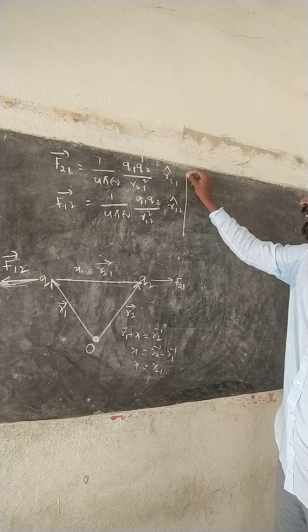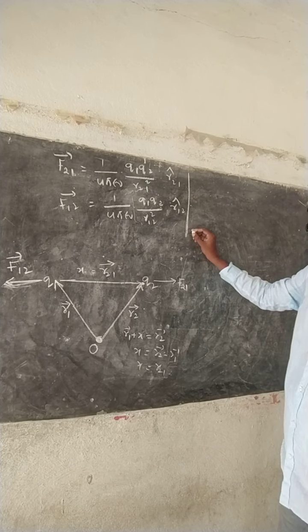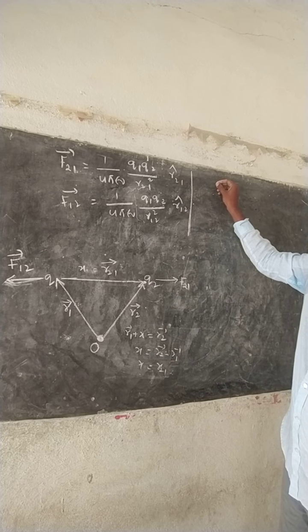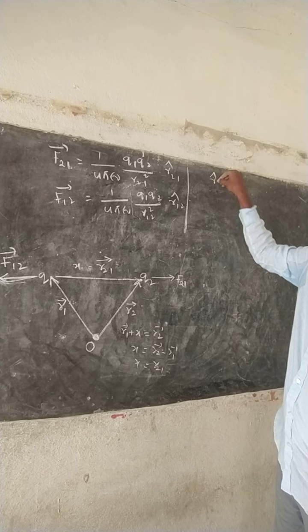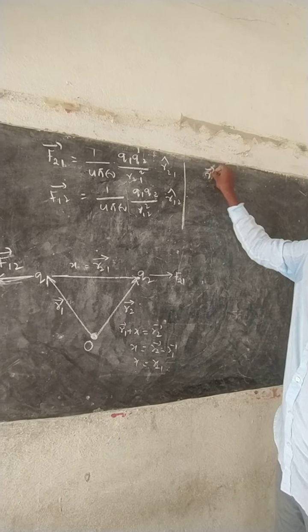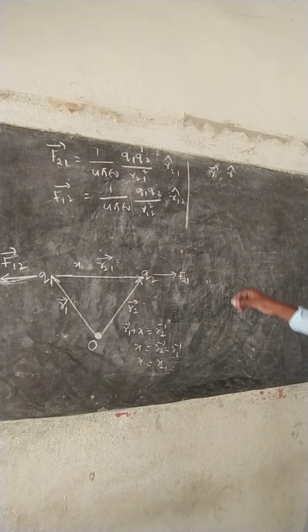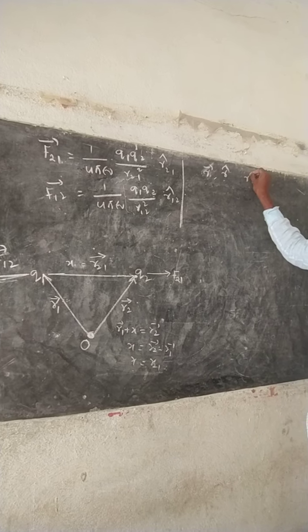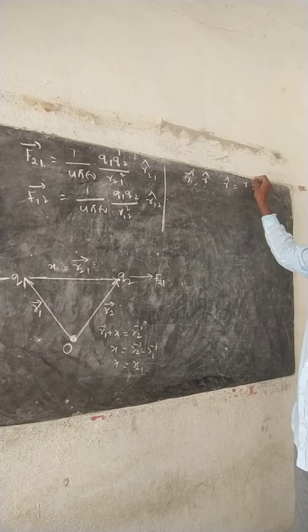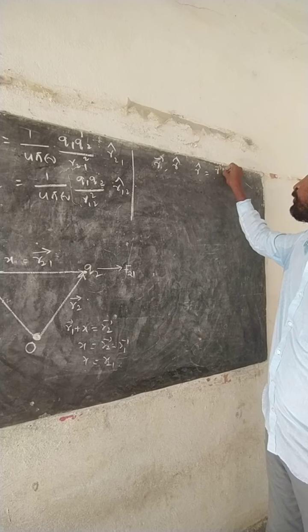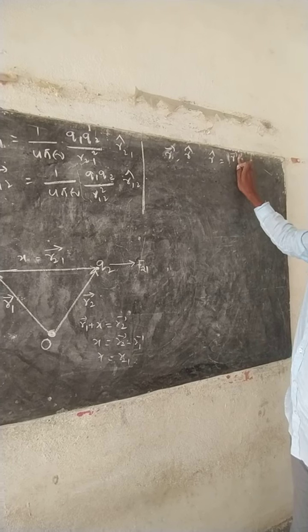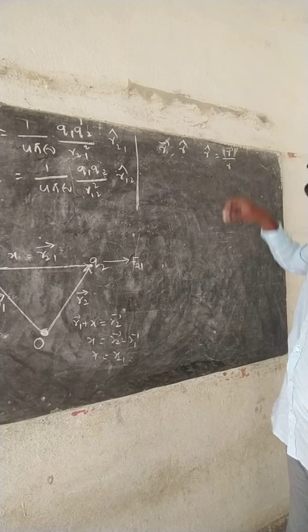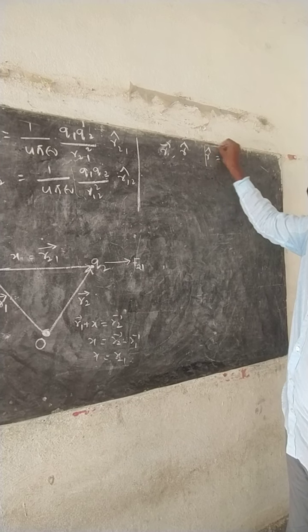We can also express it in another way. You already studied unit vectors. Suppose R is a vector, and R cap is the unit vector. What is the formula of R cap? R cap is equal to the vector R divided by the magnitude of R. This is the R cap formula.